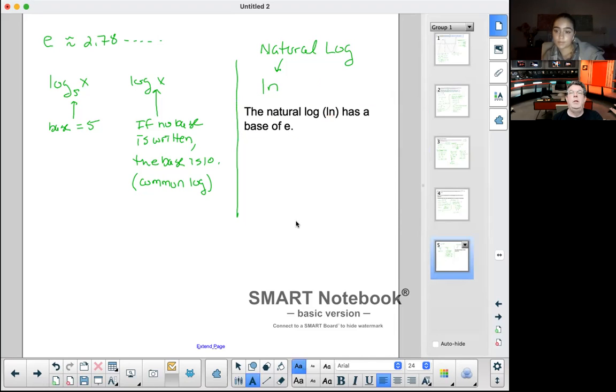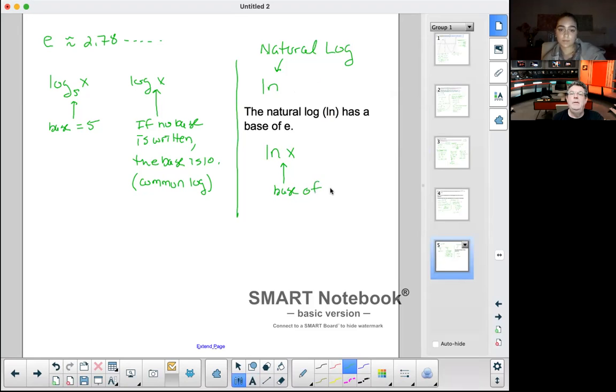So it's similar to the common log, and we use it so often that it gets its own special symbol or label, you would call it. So ln x, there's actually a base of E, always. So it's a shortcut, right? It's actually a logarithm. It's just log base E of X. Make sense? Yeah. Okay.